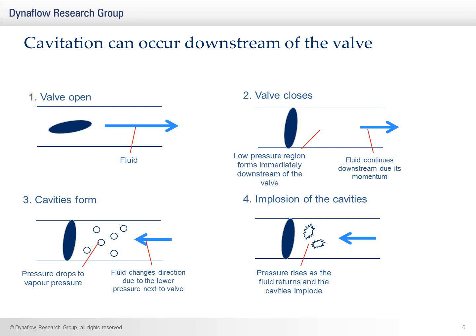The fluid that was moving downstream will also now change direction, because now the pressure downstream of the valve is lower than the pressure further downstream, and the fluid will return towards the valve. The fluid will then be stopped as it cannot pass through the valve, and this will lead to a pressure rise as the cavity bubbles are imploded as the pressure rises.